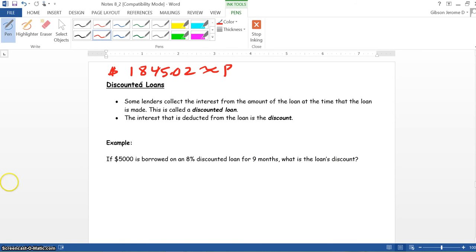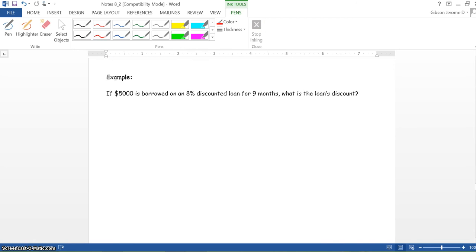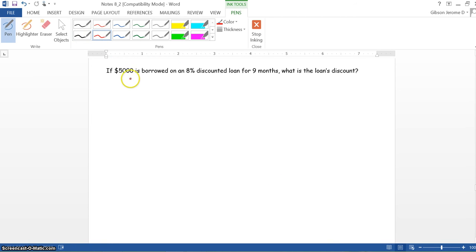Now we want to go down here to what is called the discounted loan. Okay, discounted loans basically goes like this. Some lenders collect the interest from the amount of the loan at the time that the loan is made. This is called a discounted loan. The interest that is deducted from the loan is the discount. So now we're going to apply this to this next problem here. It says if $5,000 is borrowed on an 8% discounted loan for 9 months, what is the loan's discount?